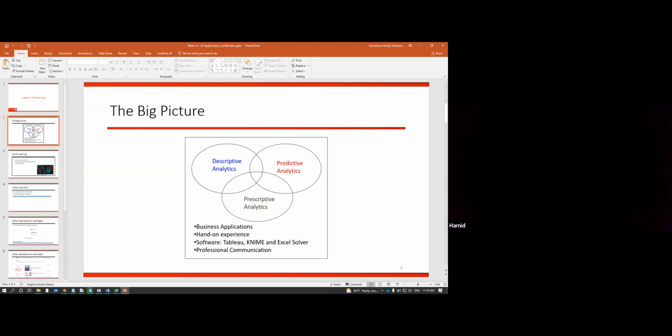So with descriptive analytics, you find the current situation. With predictive analytics, you can predict what could happen in future. And with prescriptive, you can find the optimal solution given the current situation. So we learned Tableau, Power BI, Excel Solver, KNIME, but also we emphasize professional communication.